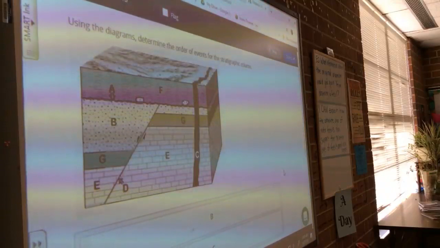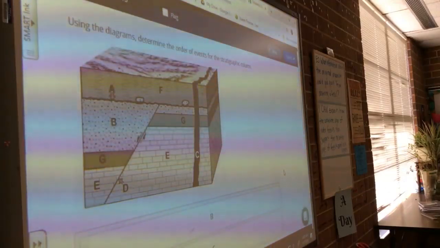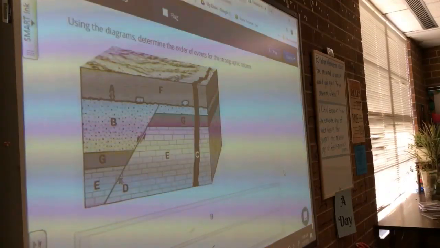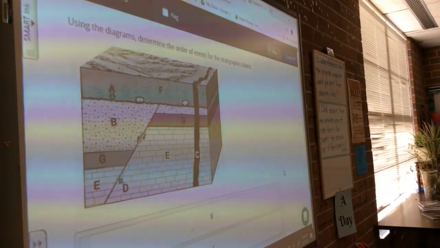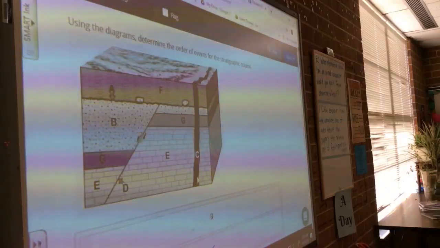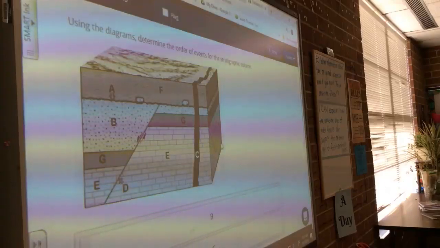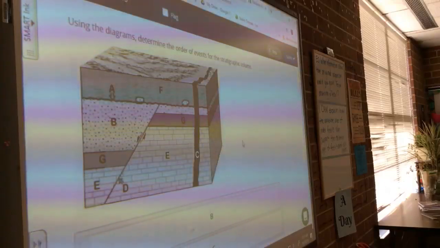Alright, here's a diagram. This one, there's part of it that should have been a little confusing, but the rest of it should have been fairly straightforward. We've got two things going on here. We've got intrusions and we've got a fault line. Fault lines work like intrusions. They are younger than the last layer they push through.